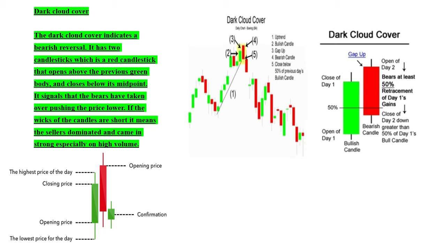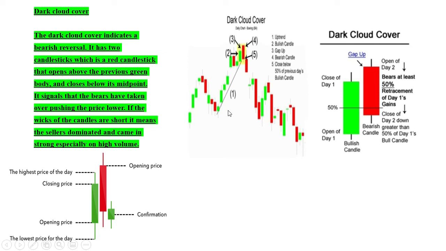If the wicks of the candles are short, it means the sellers dominated and came in strong, especially on high volume. So let's break down the components of the dark cloud cover. On the first green candle, we have the highest price of the day at the wick. We have the closing price, the opening price, and the lowest price of the day. Then what we have is the red candle and the green confirmation candle.